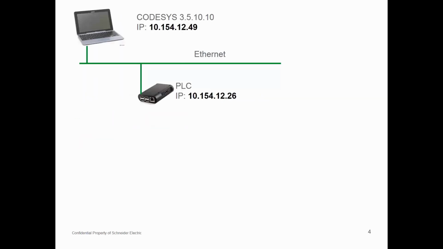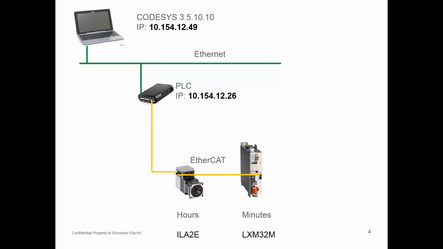So hardware. We will use for this example a CoDeSys PLC running the latest version of CoDeSys. On this PLC we'll have an EtherCAT bus and then our EtherCAT servo drives. For hours it's going to be an integrated drive. For minutes we will use Lexium 32M and for seconds we will use Lexium 32 integrated.